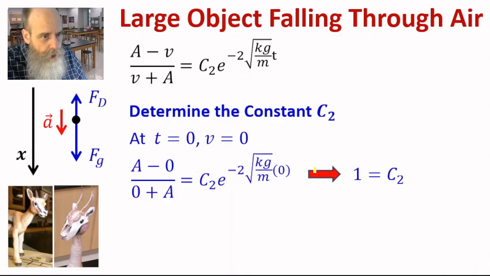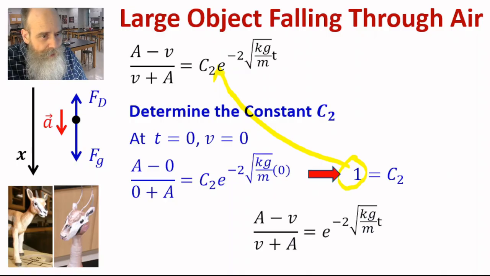So we'll put 1 into our expression there for c2, and we get this. a minus v over v plus a equals e to the negative 2 square root kg over m times t.